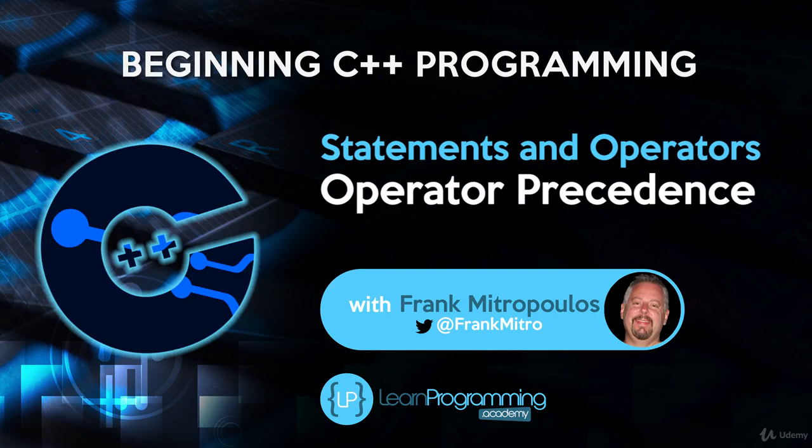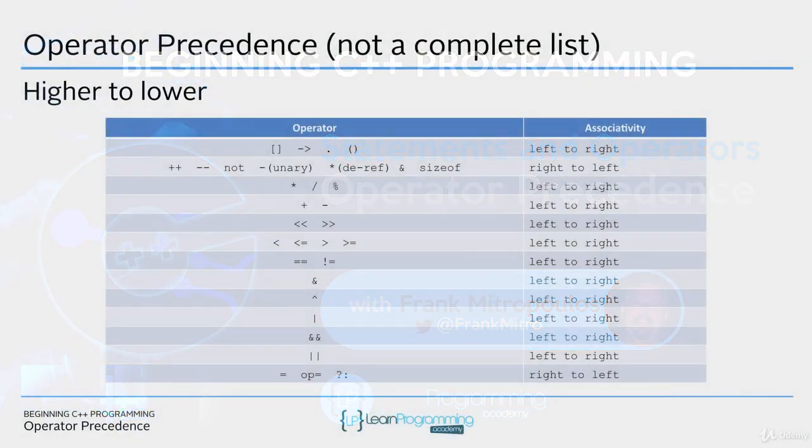In this video, we'll learn about operator precedence and associativity in C++. C++ has well-defined operator precedence and associativity rules. Here's the table showing the precedence and associativity of some of C++'s operators. Note that this table is not complete. It only shows a subset of C++'s operators. You can find complete operator precedence tables online and in most C++ books.